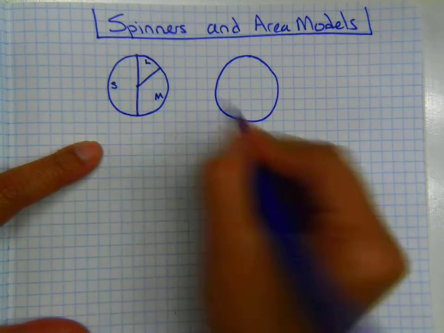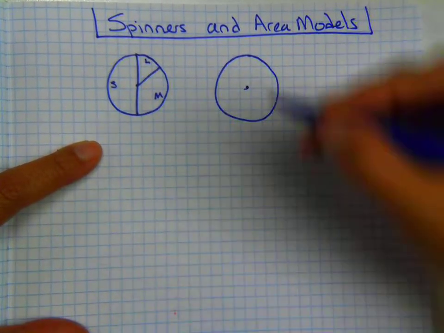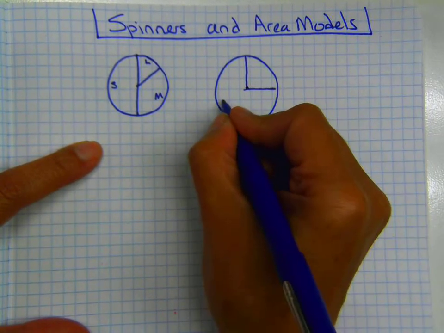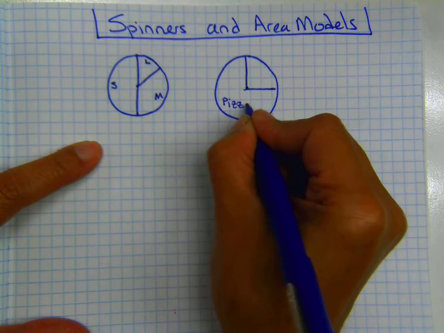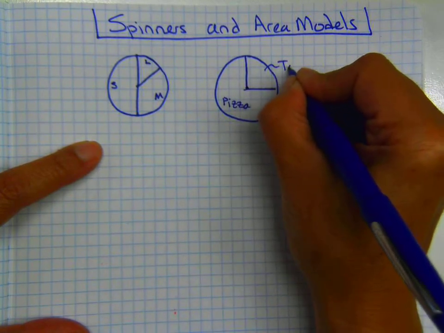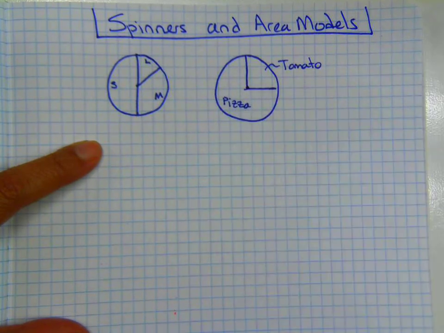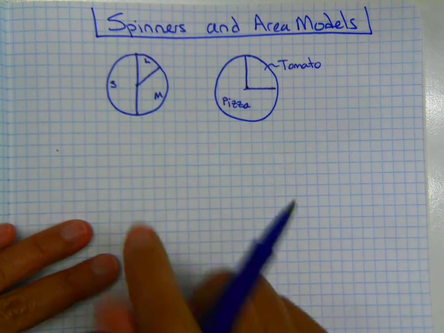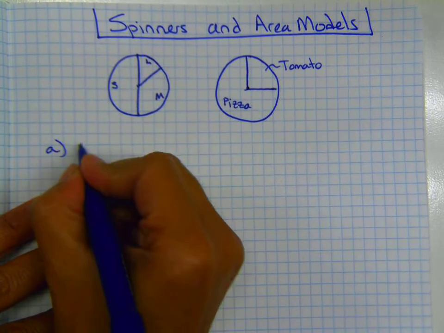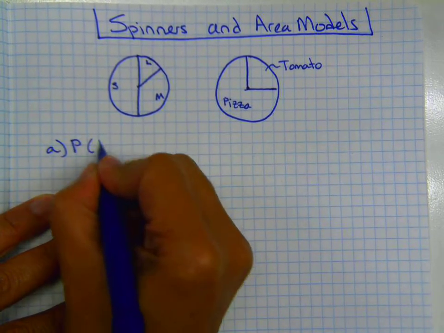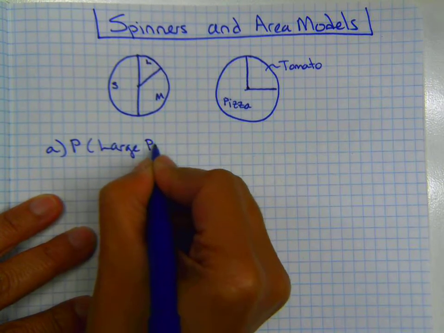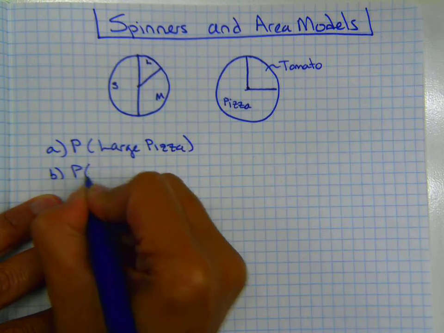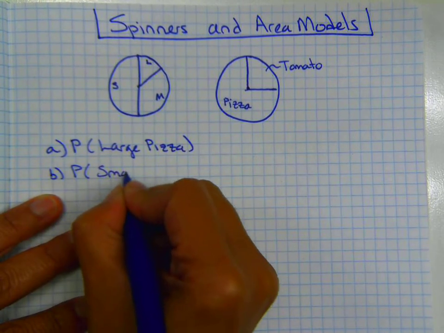And then after you spin this, you get to spin this spinner. And the 2 items that they're giving away is a pizza and a tomato. Doesn't that sound fabulous? All right, so the question that I have is A, what's the probability that you win a large pizza? And B, what's the probability that you win a small tomato?